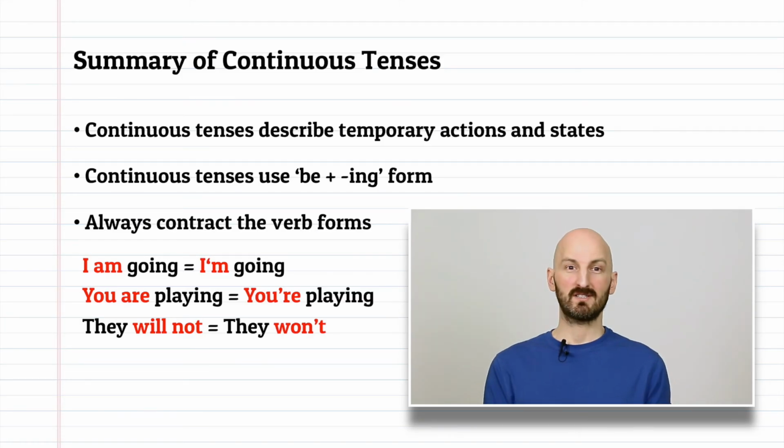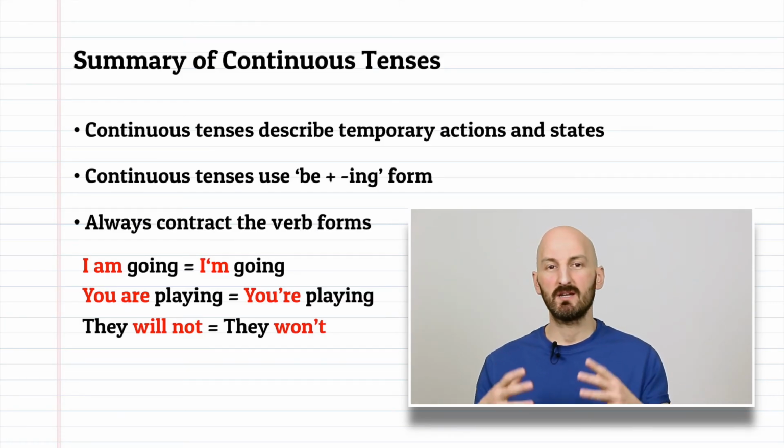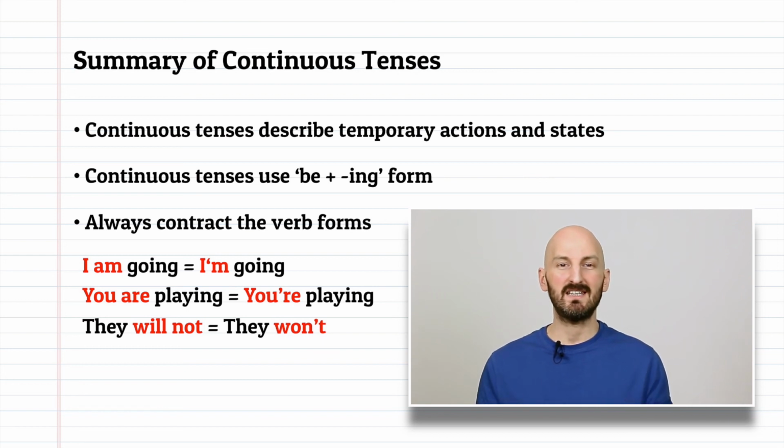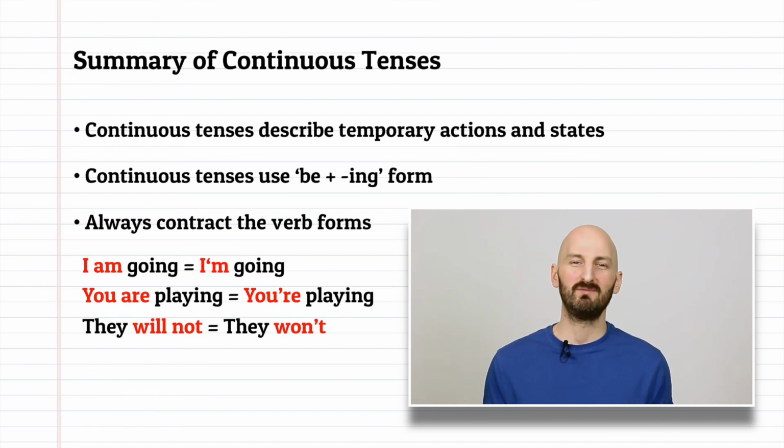So, to summarize, continuous tenses describe temporary actions and states in the present, the past, and the future. Continuous tenses use be plus the ing form of the verb, and remember to always contract the verb forms.